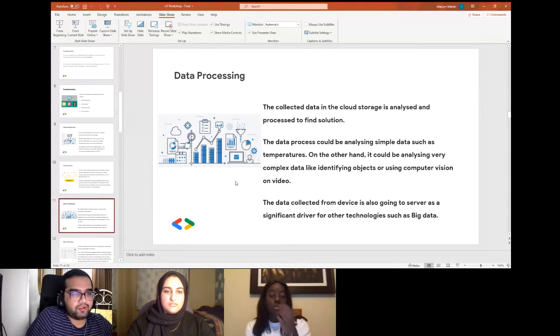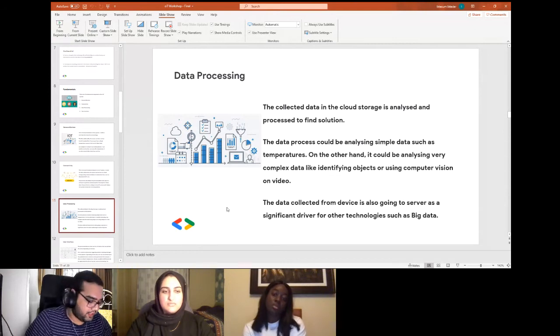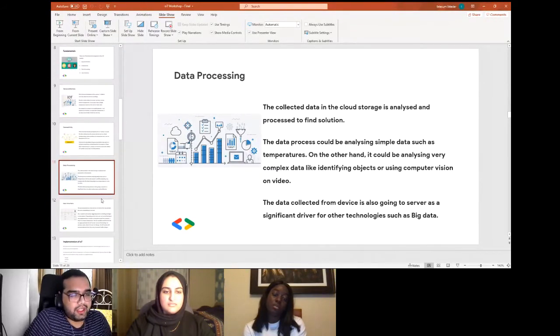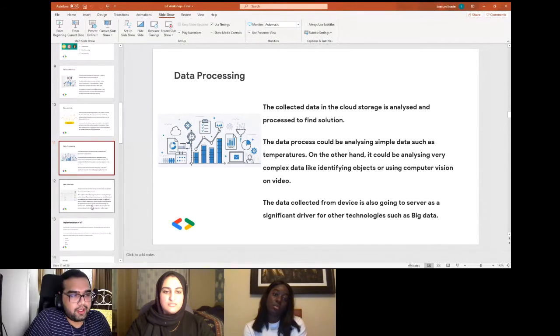It also leads to another significant driver in the technology field, which is big data. With many IoT devices collecting data, you need to use big data patterns and strategies to actually process and analyze that data. Otherwise, there would be too much data to process.